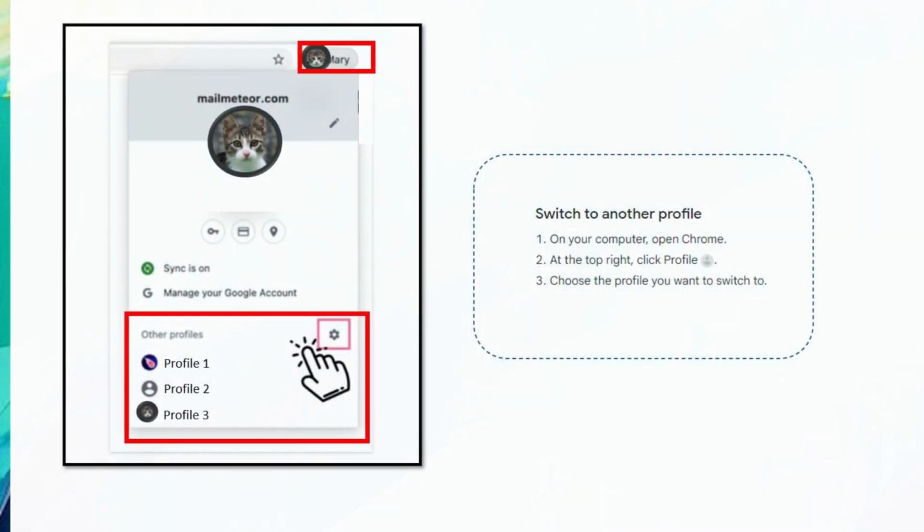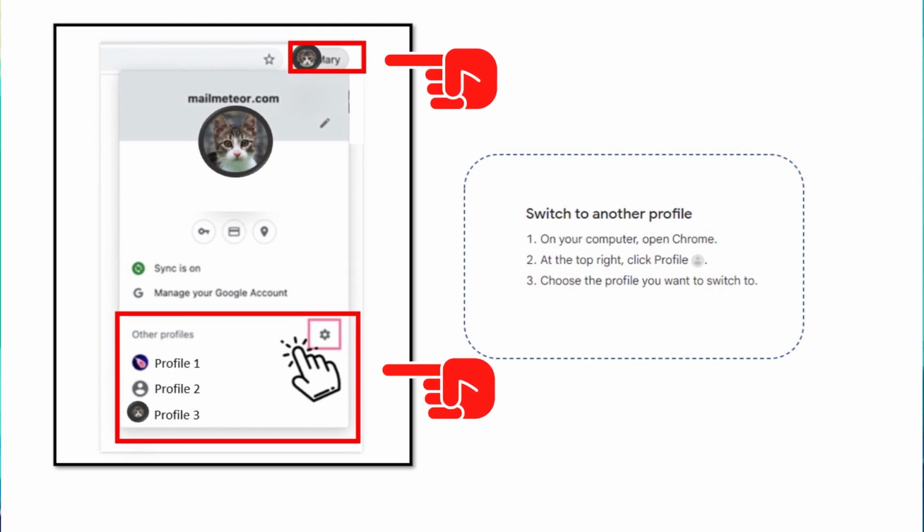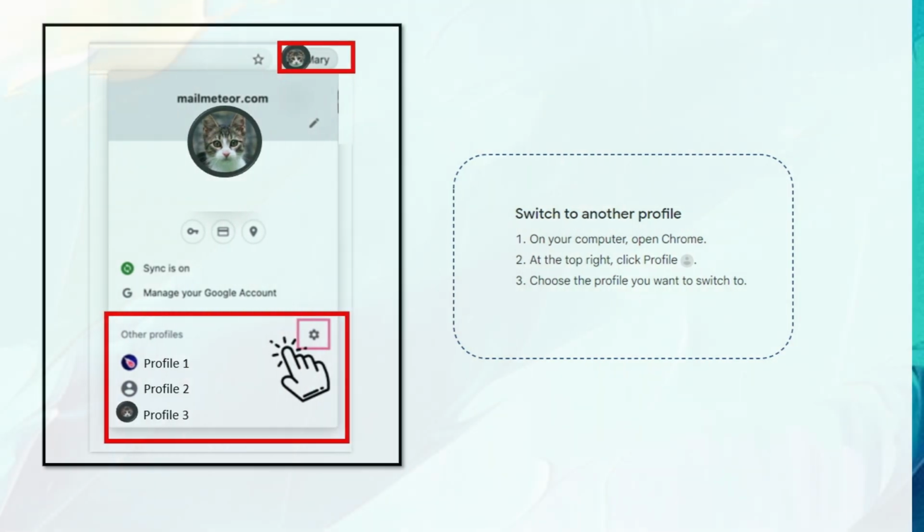Switch to another profile. On your computer, open Chrome. At the top right, click Profile. Choose the profile you want to switch to.